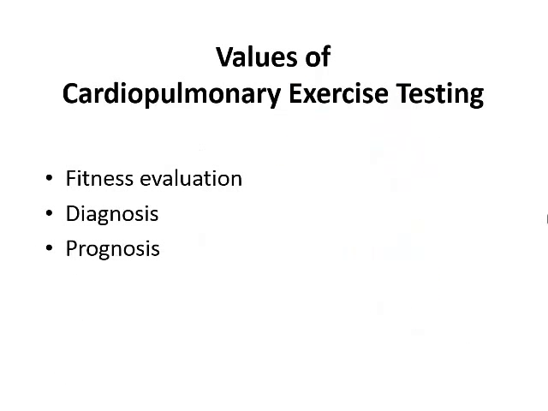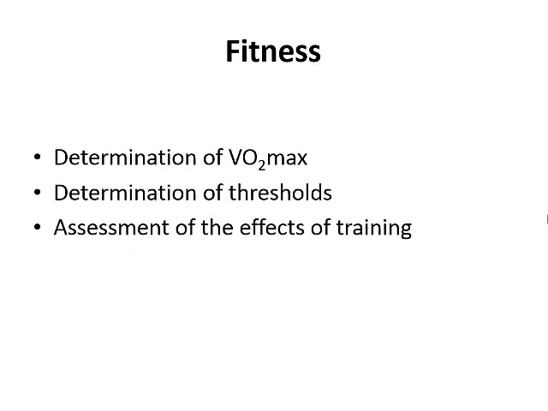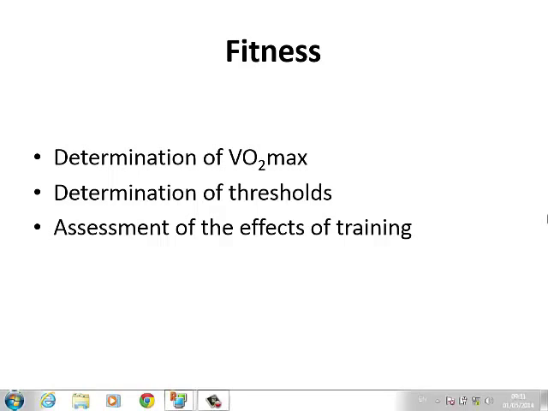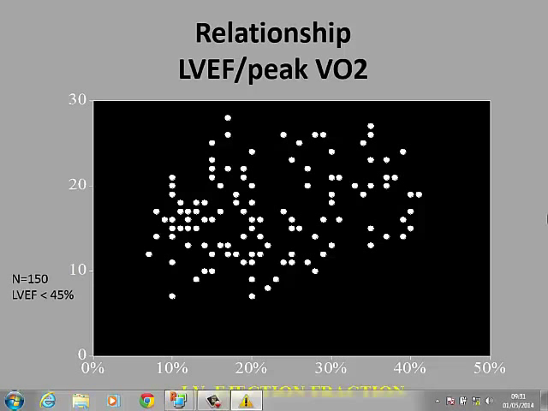Okay? So what are the values of this kind of test in cardiology? First, for fitness evaluation, it allows determination of the VO2 max, the determination of the threshold for prescribing exercise, and you follow the effect of training. You have to increase VO2 by 20 to 40%. For example, if a patient after a training program in my department does not increase his VO2 by more than 10 to 20%, I know that he was not compliant or that the training level was not high enough.